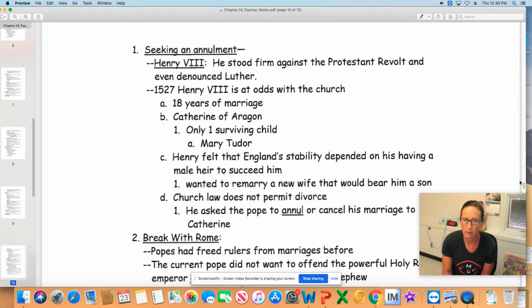She was at one time married to his brother Arthur. She's married to Arthur for about a year. He dies, and Henry will marry her. They are married for 18 years, and they have no male heirs. They only have a surviving daughter. Her name is Mary Tudor. Later on, she'll be known as Bloody Mary.